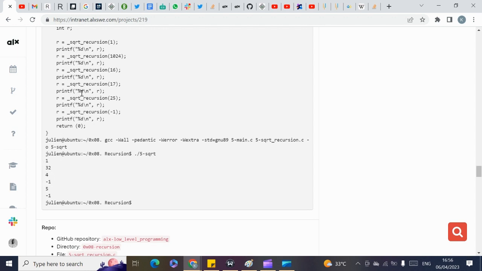The roots of those values. So 16 here is 4, 25 is 5, and then 1024 is 32.